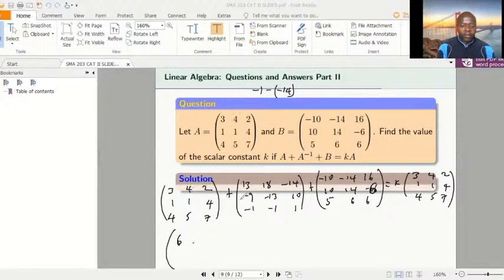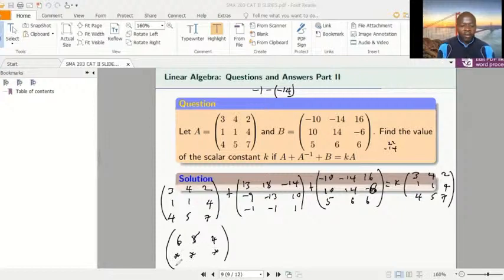And then 4 plus 18, that is 22. 22 minus 14 is 8. And then 2 plus negative 14 is negative 12. Negative 12 plus 16 is 4. So do that. Given this, find the value there, find the value there, find the value there.